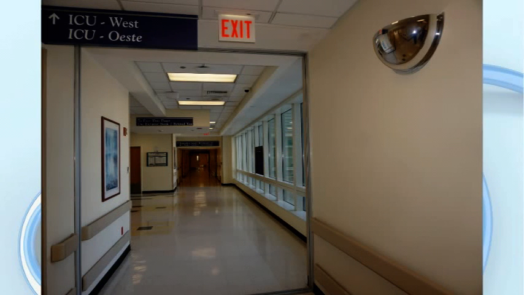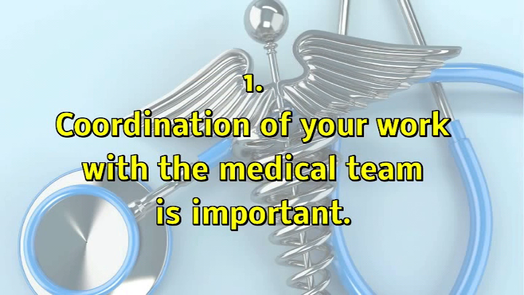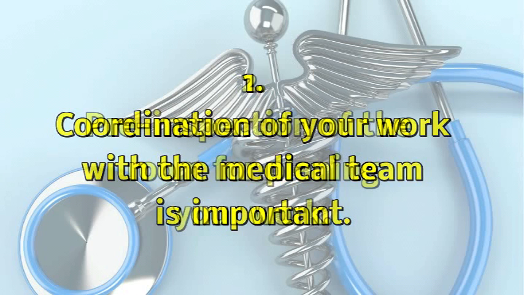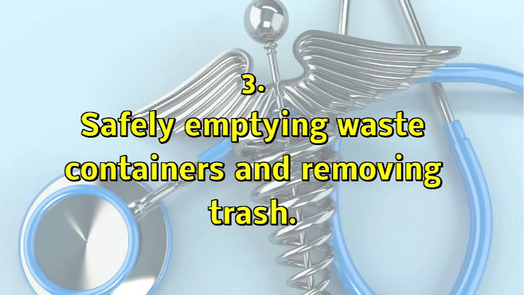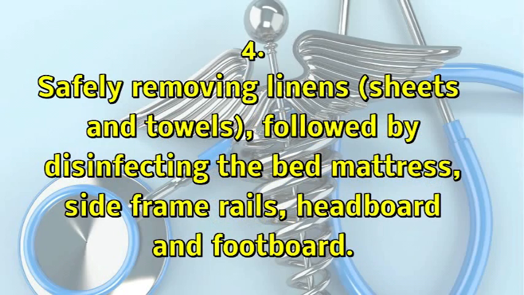A summary of what we will be covering in this training module includes: Number 1. Coordination of your work with the medical team is important. Number 2. Pre-inspection of the room for planning your work. Number 3. Safely emptying waste containers and removing trash. Number 4. Safely removing linens, such as sheets and towels, followed by training on how to thoroughly disinfect the bed mattress, side frame rails, headboard, and footboard.